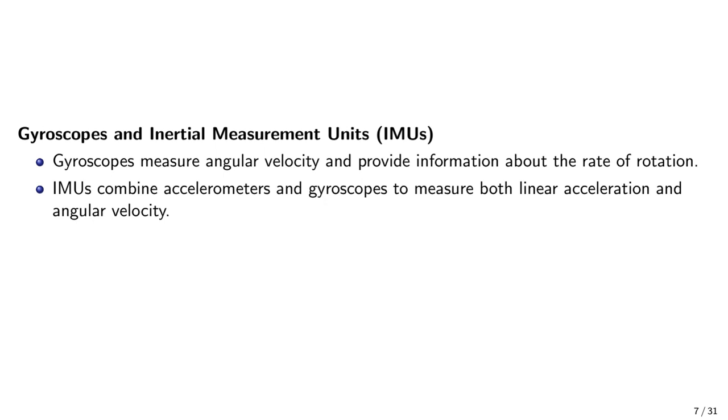Then the gyroscopes and inertial measurement units. The gyroscopes will always measure your angular velocity, and that's what you consider when you're doing your dynamic altitude measurement, and it provides information about the rate of rotation. All right. The only thing that I would point out now between the dynamic and the static is that your dynamic is more complex, more difficult, but it's more accurate. That's the benefit of it.